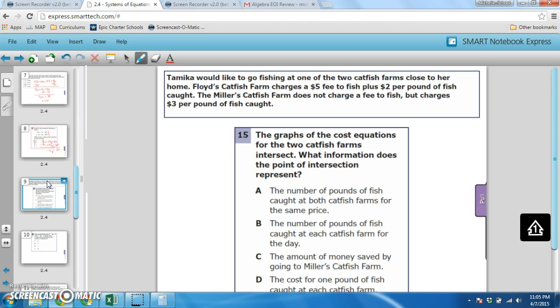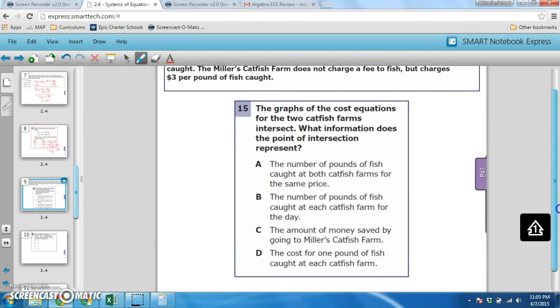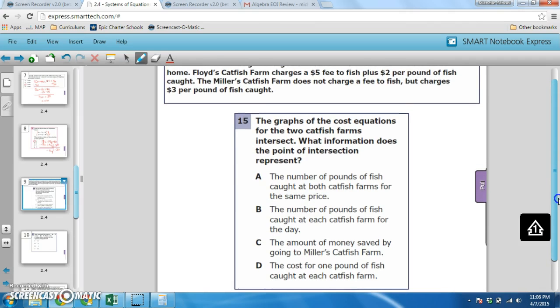Tamika would like to go fishing at one of the 2 catfish farms close to her house. Floyd's Catfish Farm charges a $5 fee to fish plus $2 per pound. Miller's Catfish Farm does not charge a fee to fish, but just charges $3 per pound. The graphs of the cost equations for the 2 catfish farms intersect. What information does the point of intersection represent? The number of pounds of fish caught at both catfish farms for the same price. The number of pounds of fish caught at each catfish farm for the day. The amount of money saved by going to Miller's Catfish Farm, or the cost for 1 pound of fish caught at each catfish farm.